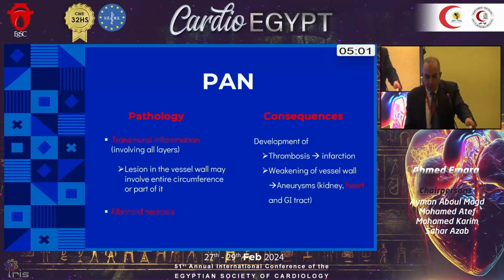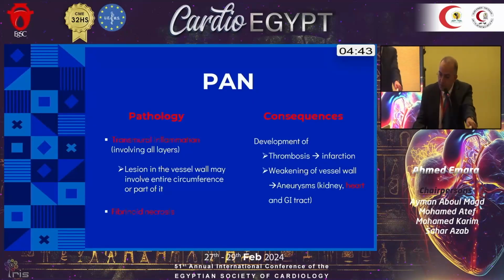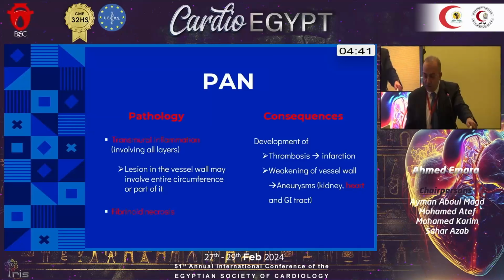Polyarteritis nodosa involves the entire layers of the artery. It may involve the whole circumference of the artery or part of it, and results in fibrinolysis. Consequently, it results in either thrombosis causing infarction or weakening of the vessel causing aneurysm in the kidney, heart, and GIT.